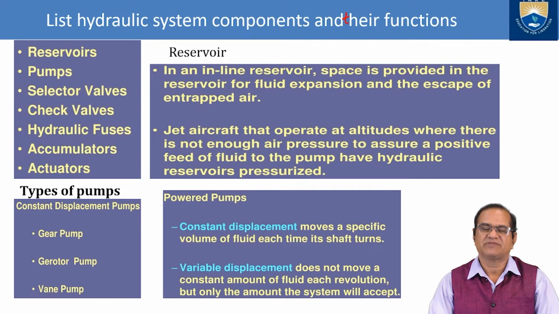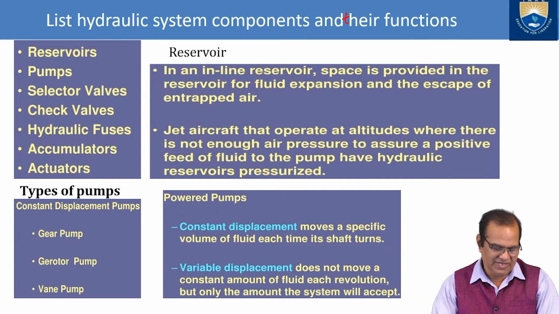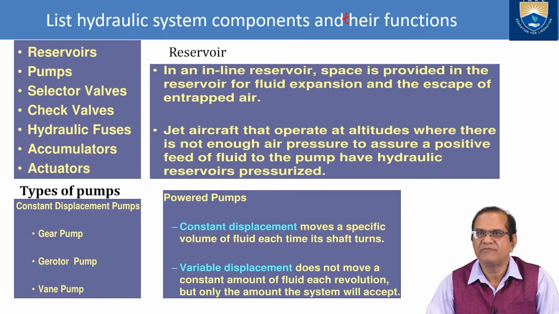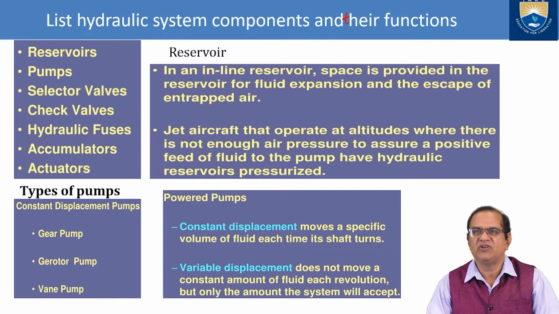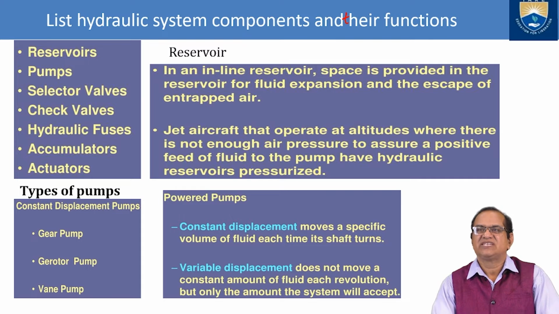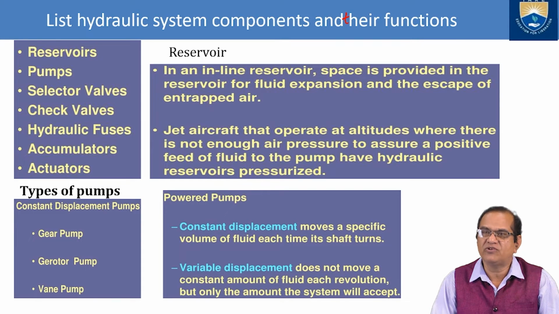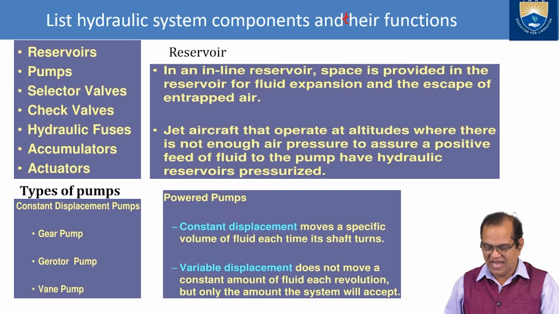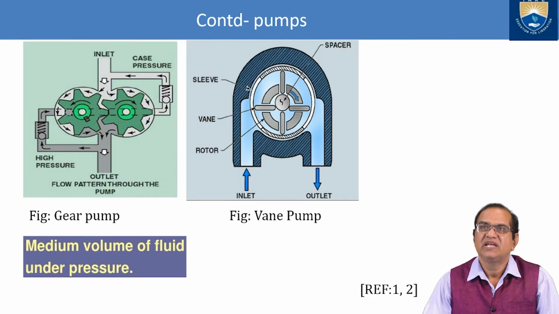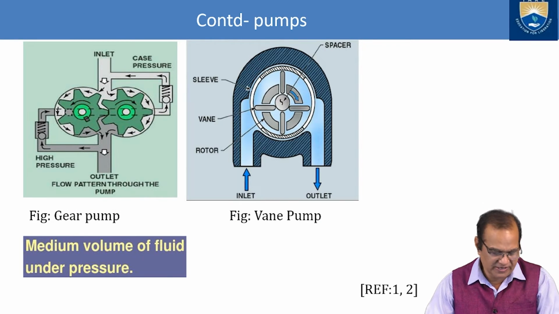We have different types of pumps: gear pump, generator pump, and the vane pump. Powered pumps we can divide into two groups. Constant displacement moves a specific volume of the fluid each time its shaft turns. Variable displacement does not move a constant amount of fluid each revolution, but only the amount the system will accept.